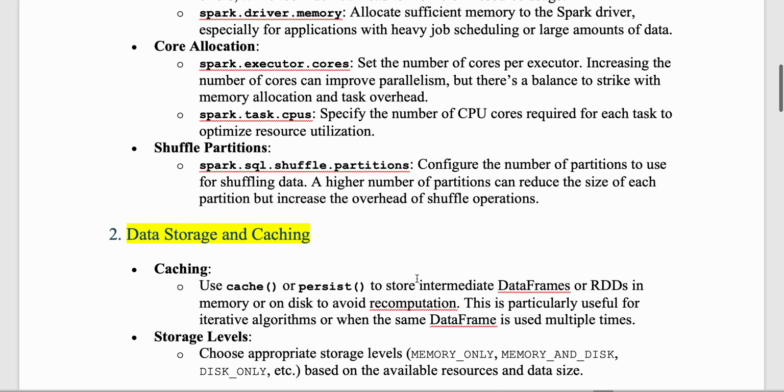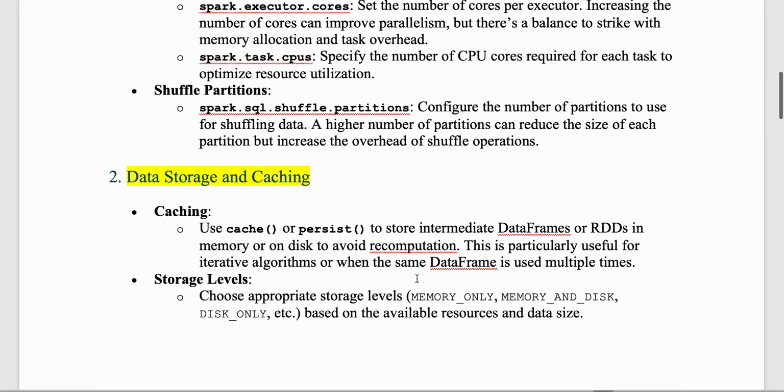Now comes data storage and cache. Sometimes in our job we are storing the data in a data frame df, but we are not persisting or caching it, and that particular data frame is getting used multiple times in later computations. So what happens is, if it is required again, it will start computing from the beginning. So you have to cache or persist the data based on your requirement.